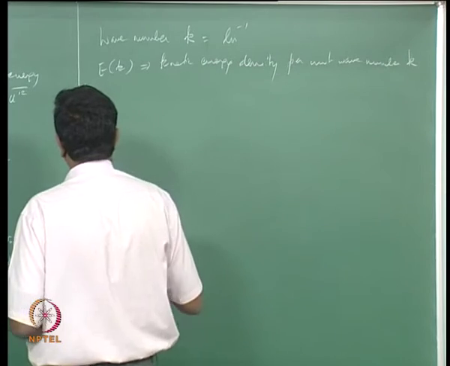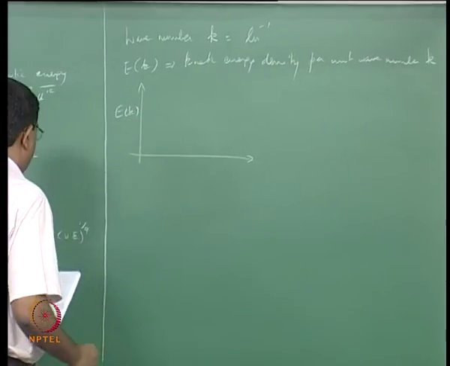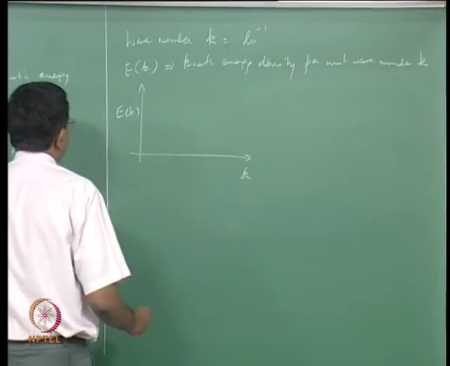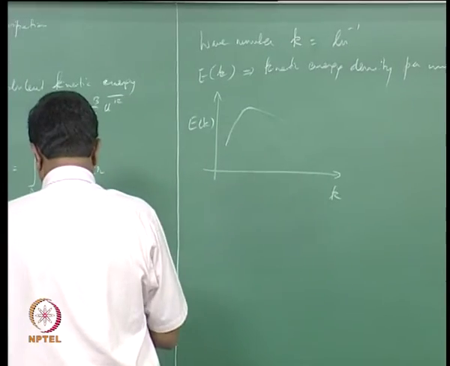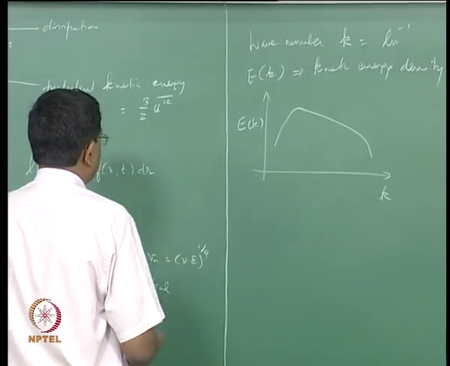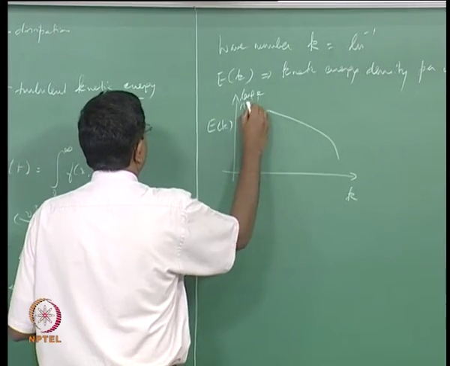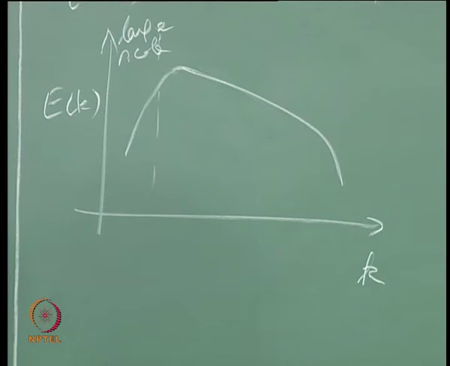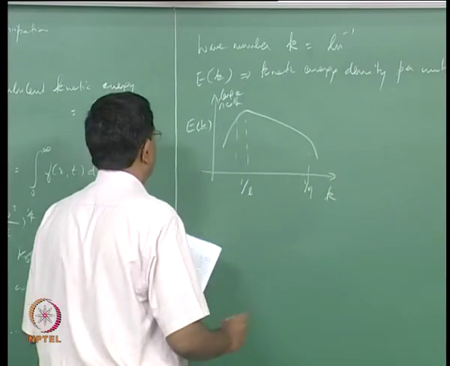Okay, so we can now think about a spectrum, right? E of k versus k, and usually we are looking at a spectrum that looks like this. And you can now think about a division here where this is the large scale, and this corresponds to 1 over L, which is the integral length scale. And this corresponds to 1 over eta, the Kolmogorov length scale.